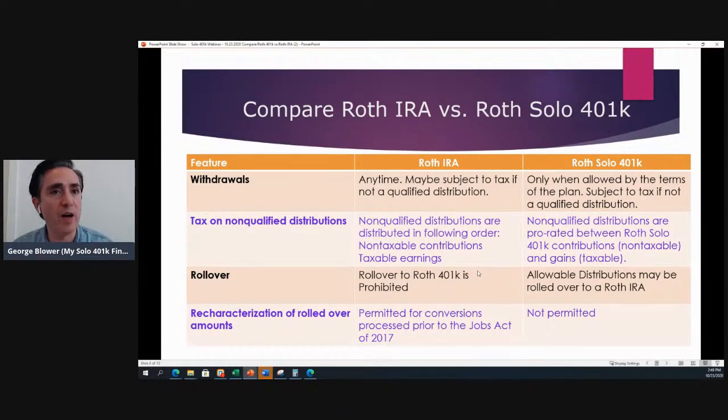Recharacterization of rolled over amounts. It's absolutely not permitted to recharacterize with a Roth Solo 401k, and the ability to recharacterize Roth IRA rollovers has been limited based on the Jobs Act of 2017.